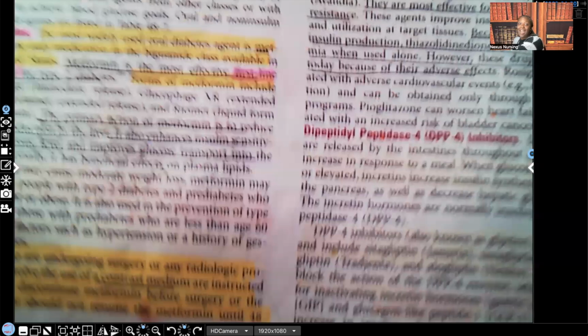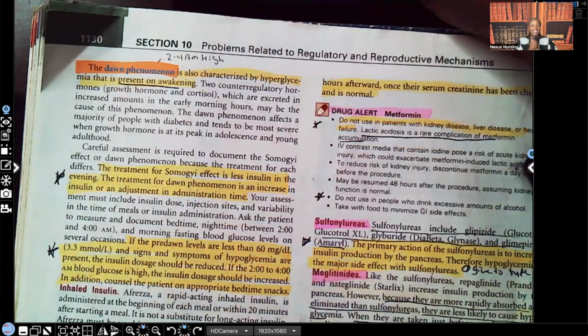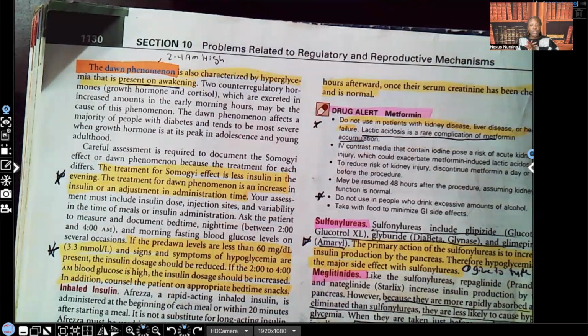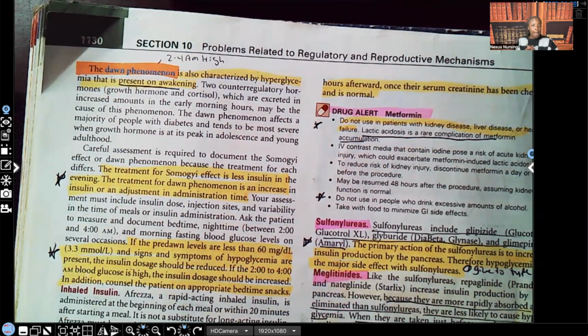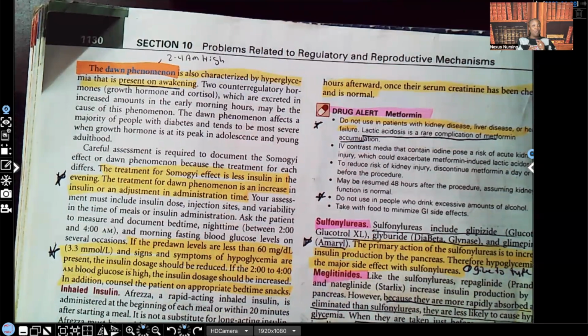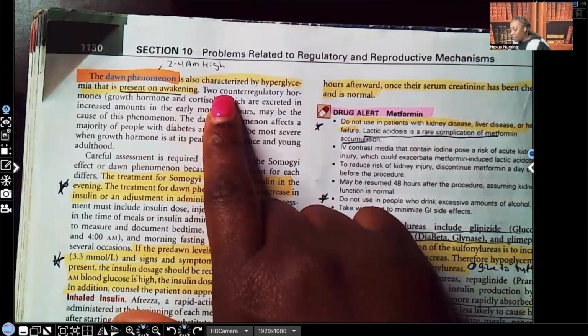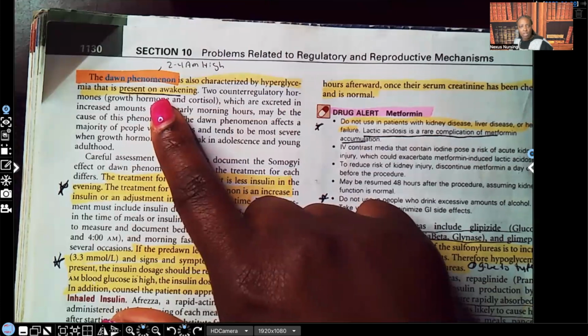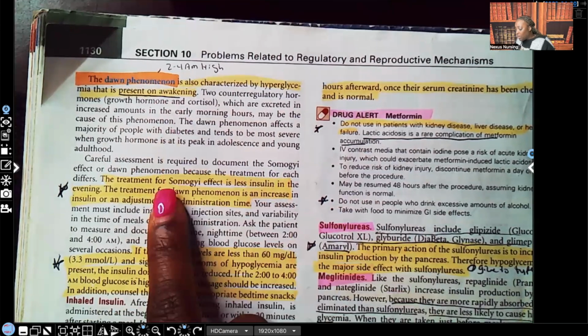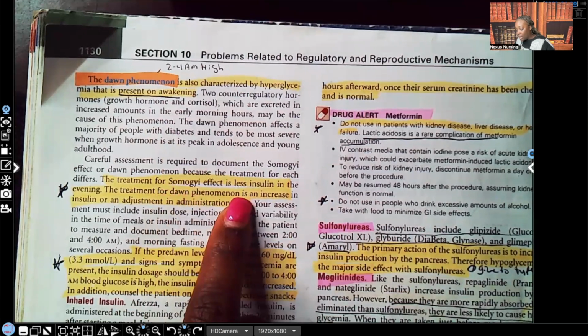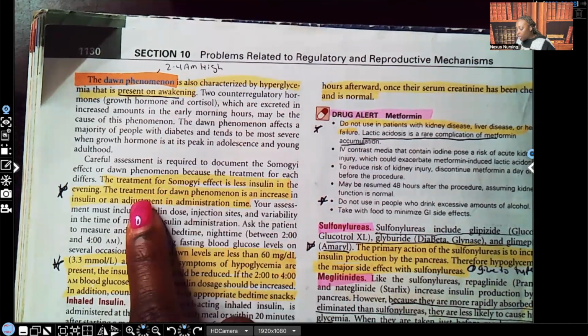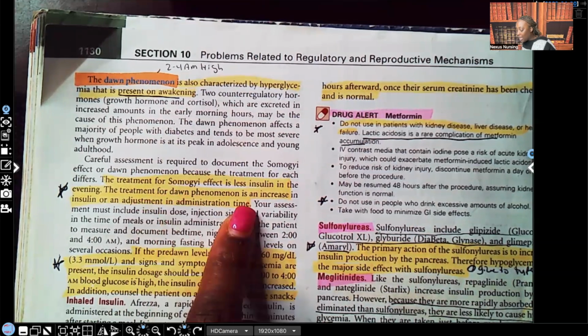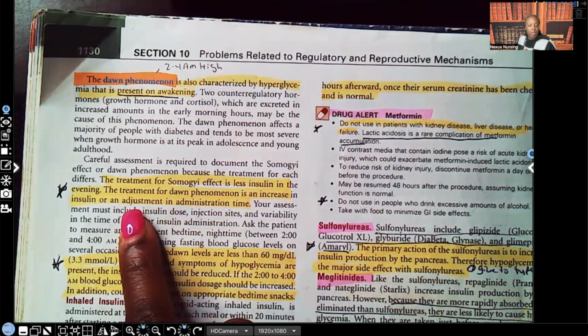Now we're going to talk about Dawn phenomenon. Dawn phenomenon, same thing, patient's blood sugar is high in the morning as well, but when we check their blood sugar between 2 and 4, their blood sugar will be what? High. So let's look at Dawn phenomenon. Dawn phenomenon is characterized by hyperglycemia that's present upon awakening. So in the morning, their blood sugar is high as well. Treatment for Somogyi effect is less insulin in the evening. Remember, we talked about Somogyi already. The treatment for Dawn phenomenon is an increase in the insulin, or just adjusting the administration time when we give the insulin.